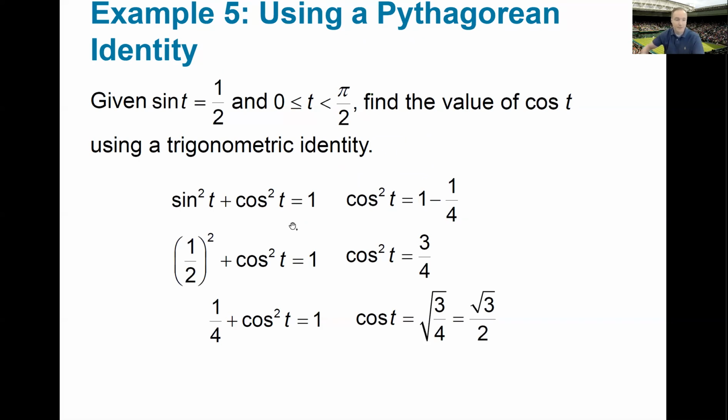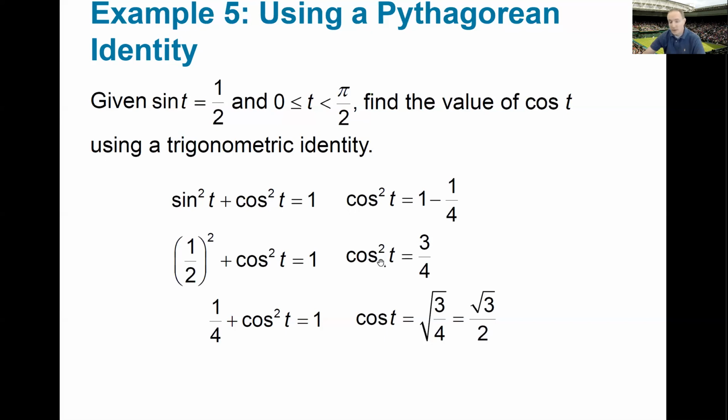Now, using that for some identities. If I tell you that the sine of t is 1/2, and that t is between 0 and pi over 2, so we're in quadrant 1, and then I'm wanting to find the value of the cosine of t. So you say, well, no problem. Sine squared plus cosine squared has to be equal to 1. And then you could say 1/2 squared plus cosine squared is 1. We'll get 1/4 plus cosine squared is 1, which gives me cosine squared is equal to 1 minus 1/4. Cosine squared would be 3/4.